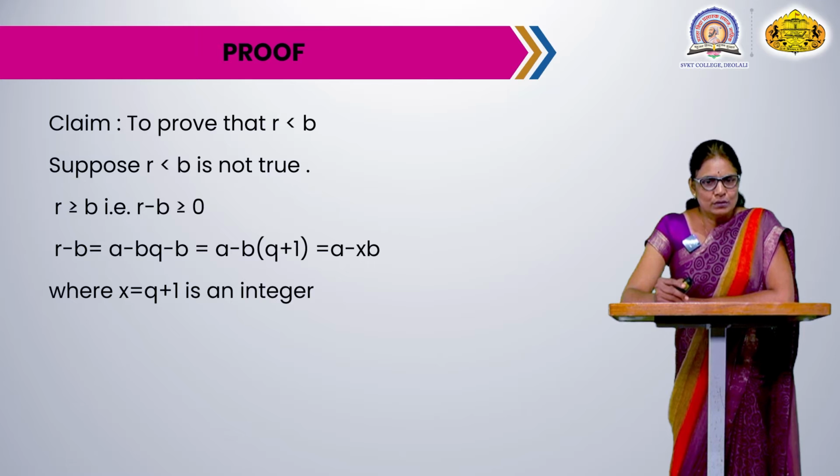Okay. So if you observe here, the first thing is R minus b is greater than or equal to 0, and the second thing is R minus b can be written as a minus xb.